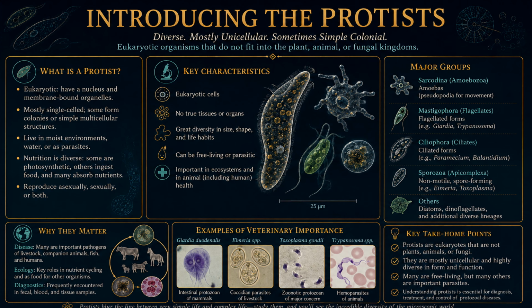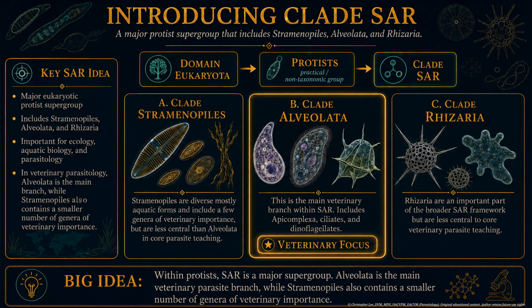In veterinary medicine, protists matter because they include major intestinal parasites, tissue parasites, blood parasites, and vector-borne organisms. This part of the map is more taxonomically complicated, but the same principle applies. Use the map to organize clinical thinking. One major protist supergroup is SAR, which includes Stramenopiles, Alveolata, and Rhizaria.